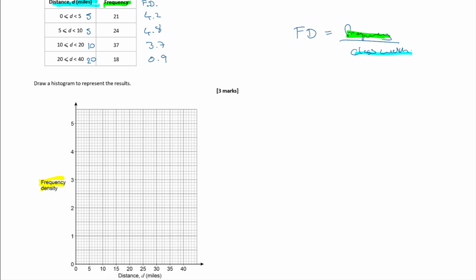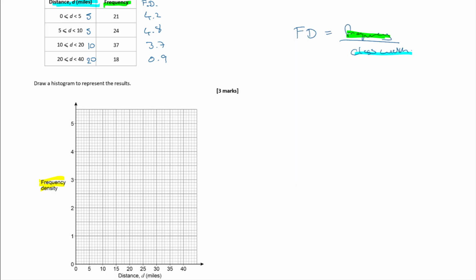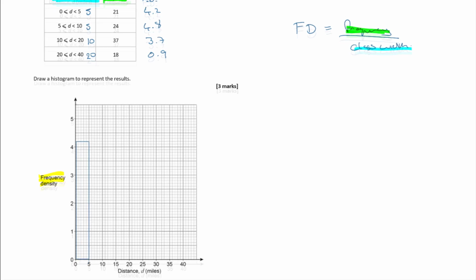Now I need to draw the bars on my histogram to match them. Unlike a bar chart, histogram bars are touching, so they go from the lower bound to the upper bound, to the height of their frequency density. So my first one is going to stretch from 0 up to 5 and be of a height of 4.2. So the first bar is going to look like that. And then my next bar is going from 5 to 10 at a height of 4.8.